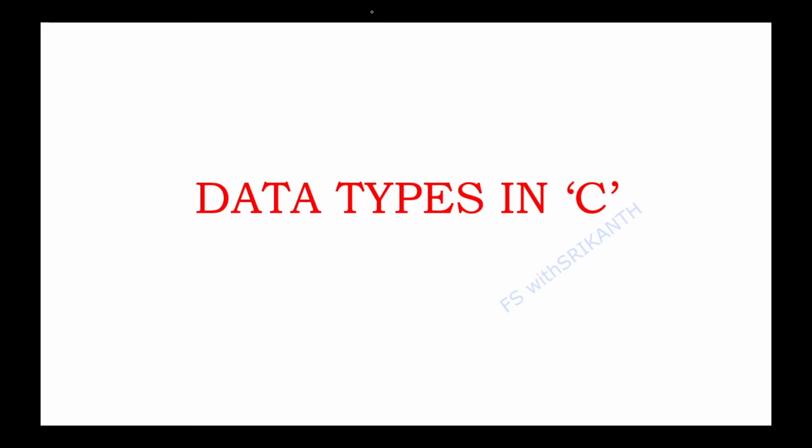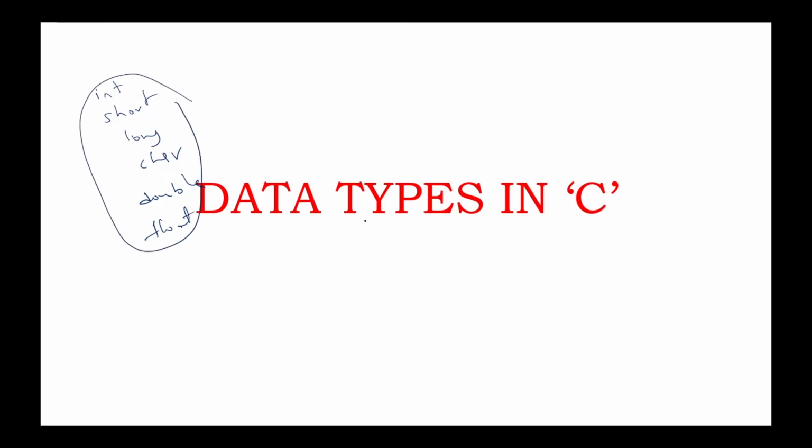Now we are going to discuss data types in C. This is one of the most important concepts in C language, so every programmer should be aware of data types. As per C language, there are 6 basic data types: int, short, long, char, double and float. These are basic fundamental data types, and their definitions are given by the C language only.